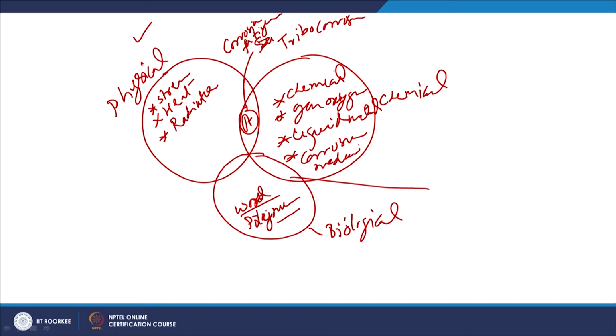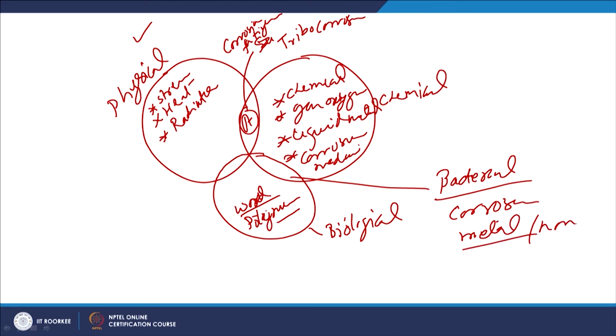Then there is the zone where both chemical as well as biological interactions are involved. This will be related to those corrosion aspects which are assisted by bacteria, bacteria-assisted corrosion, and corrosion of metals or non-metals, where bacteria play a big role in accelerating or affecting the surface damage.